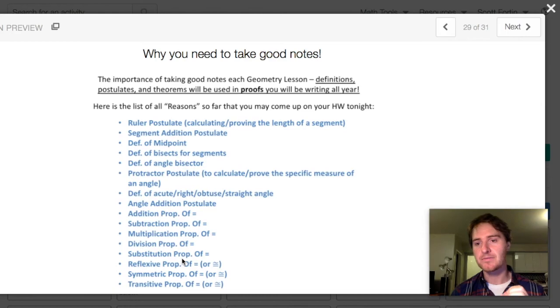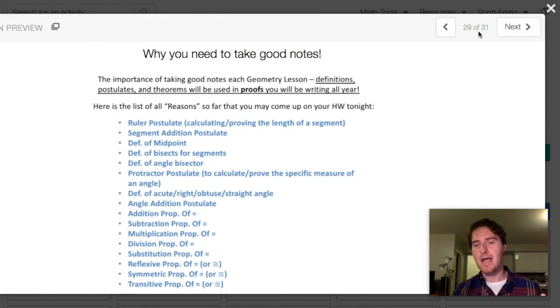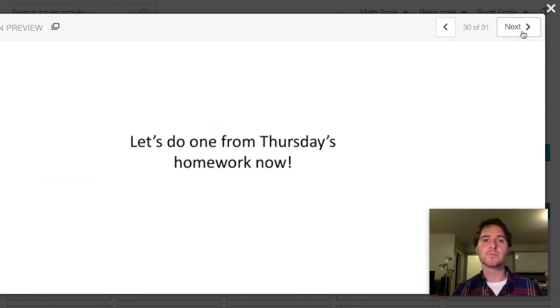You got to be writing this stuff down, highlighting it, right? Every definition you get, highlight it, or every fact you get, which is called a theorem, highlight that. Every postulate, highlight that, because you're going to use them in proofs, okay? I'm not going to give you lists like this in the future, not at all, so you got to keep up. You got to take your notes here.